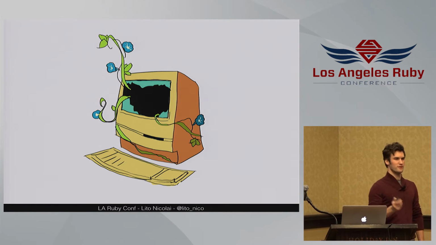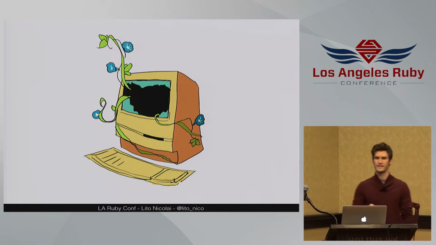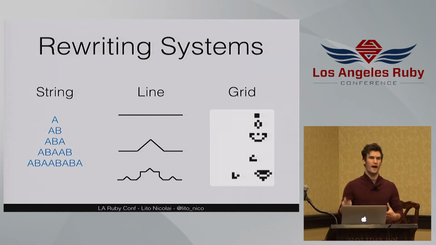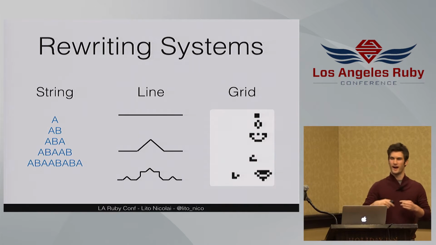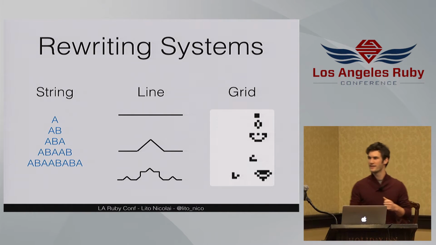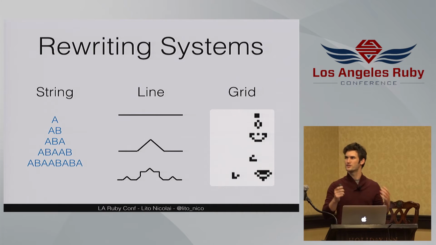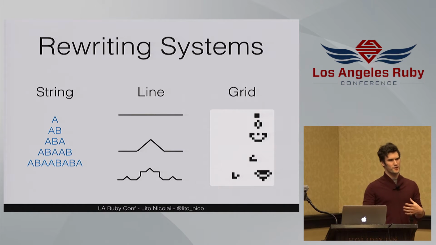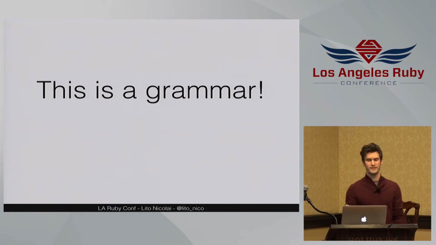So let's talk about computers for a minute here. You may recognize this system as a rewriting system. We know those from like the game of life, if you've ever done that. That rewrites a grid based on some rules. The famous fractal, the Koch snowflake, that rewrites a line. This one rewrites a string. So since it's strings and since it's rewriting, this is a grammar.